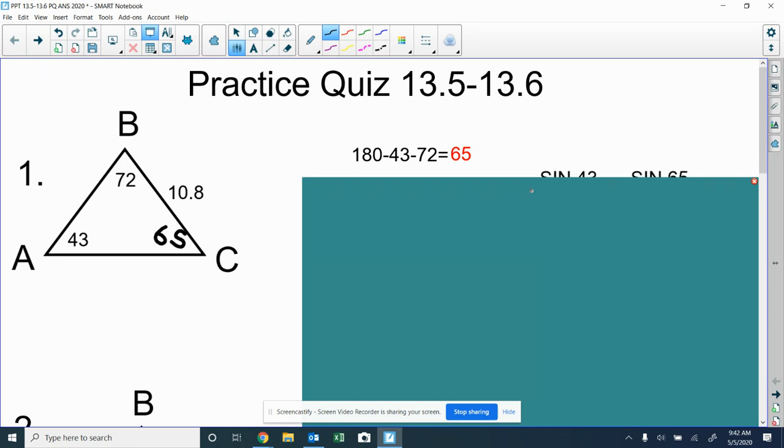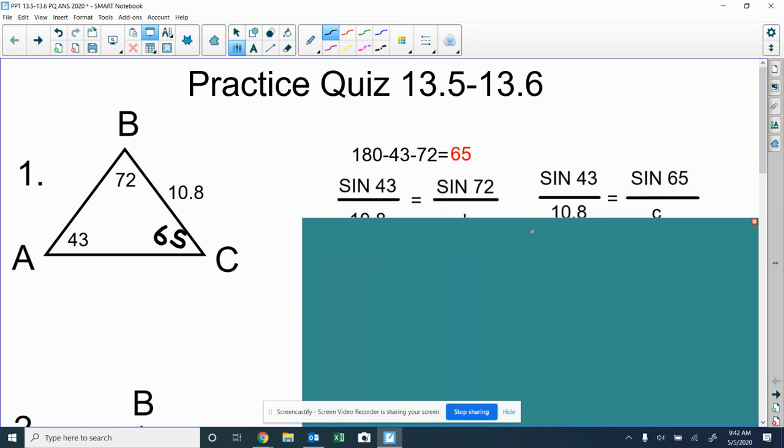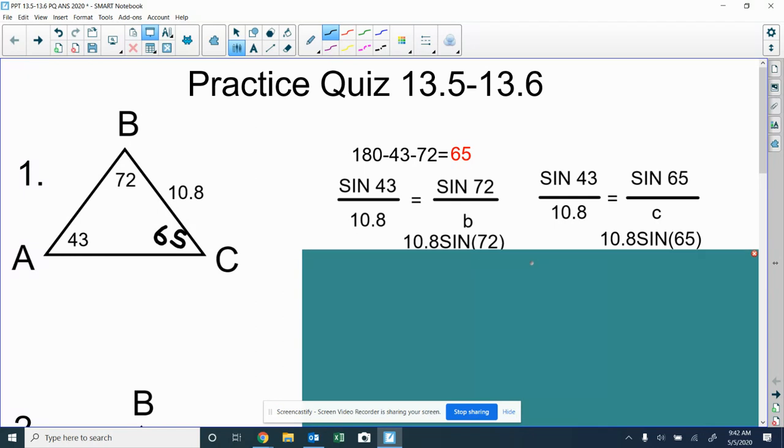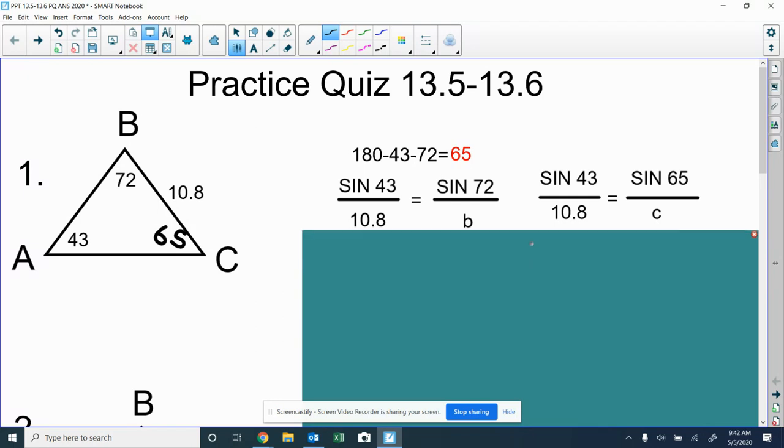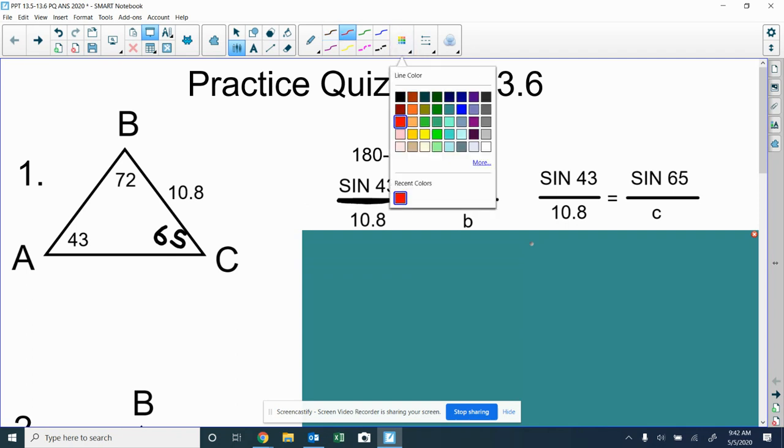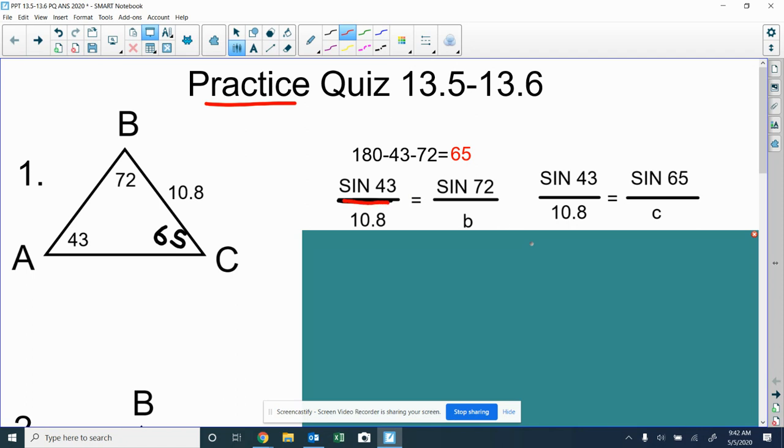From there, we're going to proceed and come up with a couple of ratios. We have the sine of A over the side A. So sine of A right here over side A. That'll help us get that thing going. And then we can use either one. We're going to use both of them, in fact. So sine of 72 over B, and then sine of 65 over C. So we're just going to cross multiply here.